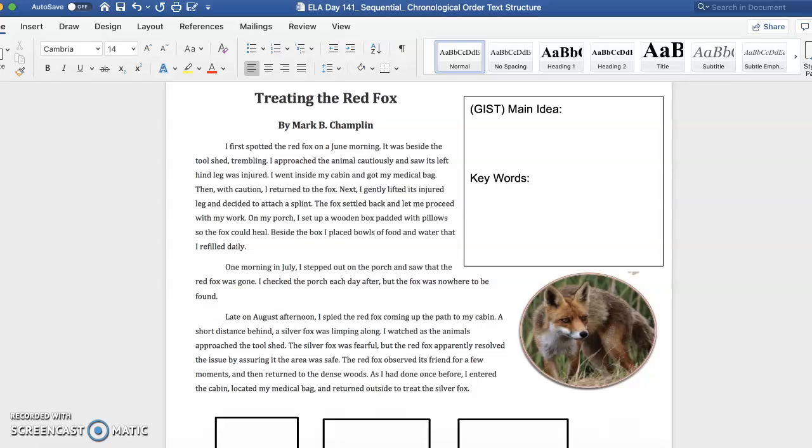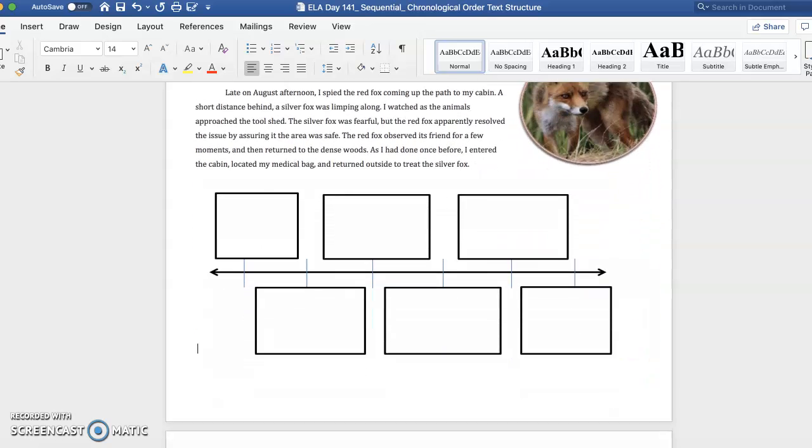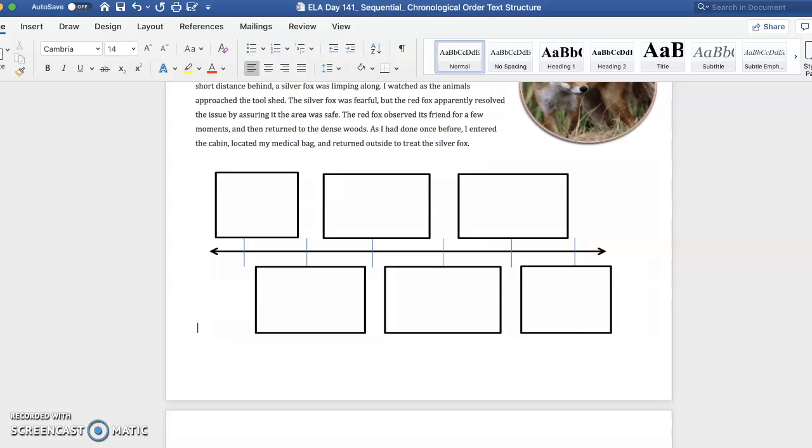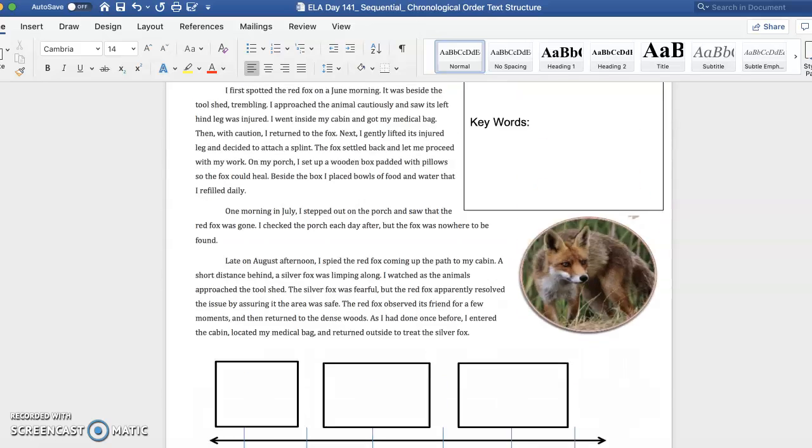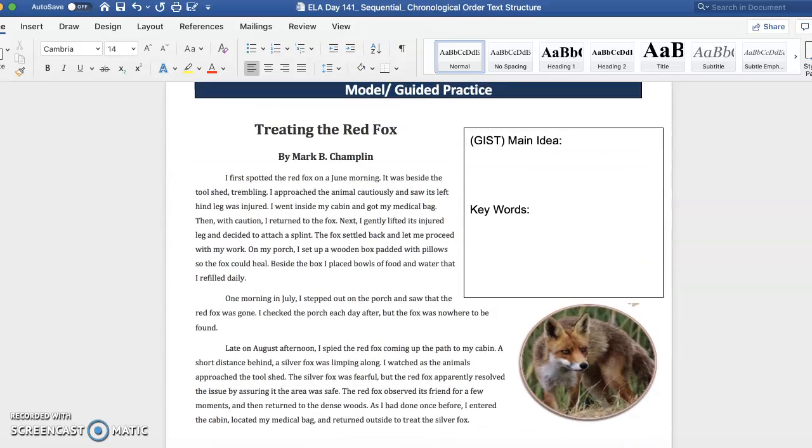Who remembers what the gist is? I hope you guys remember the who, the what, and the where. Good, excellent. And we know that gist is also known as the main idea. When we are done, we're going to fill out this graphic organizer for sequential or chronological order. When we look at this, this is called a timeline, okay? Timelines have events in order. So when you look at the lines, this will go first, second, third, fourth, fifth, and then finally sixth, okay? And then we have 2 questions that we're going to be answering in the end. So let's go ahead and begin and follow along together.